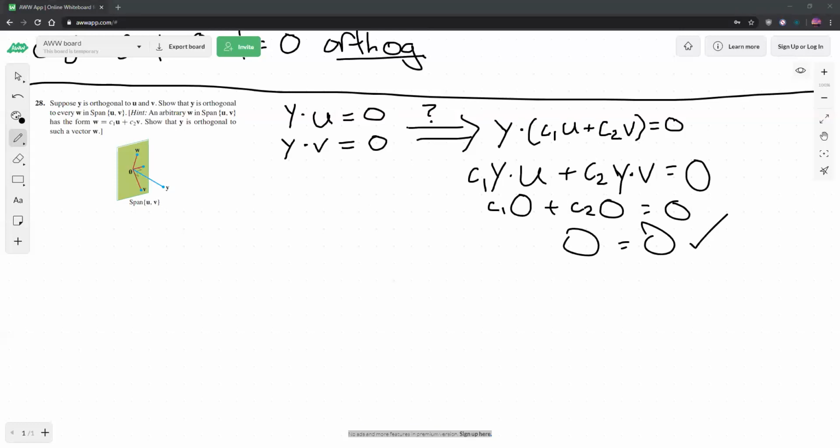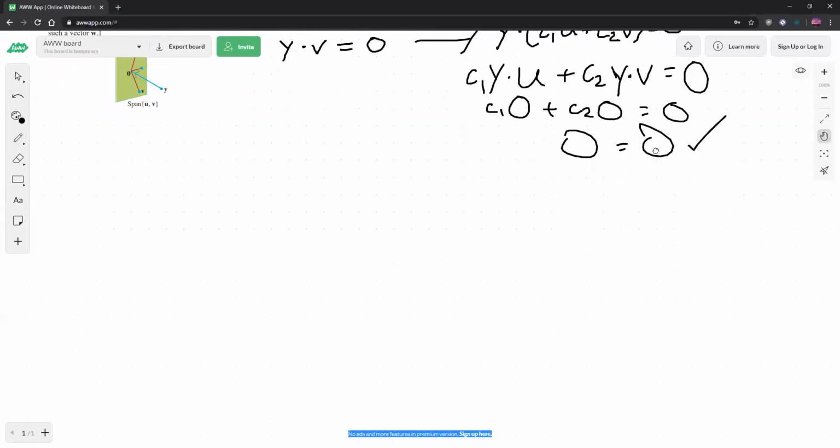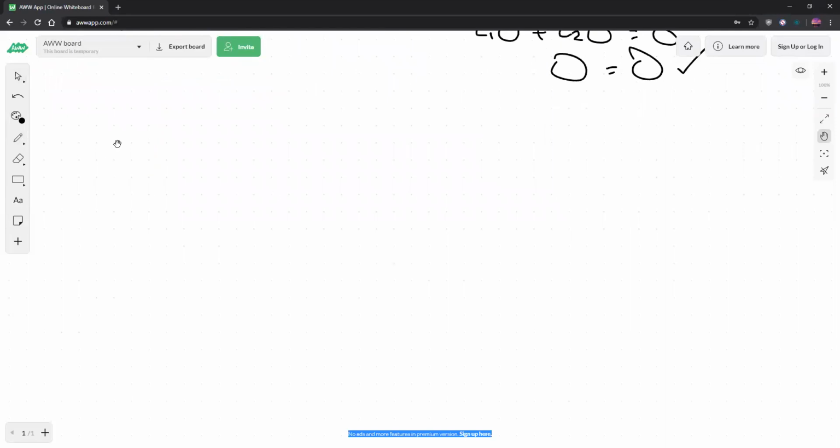All right, the last one is also out of the book here. It is another sort of proof style question, and this one uses an interesting theorem that's given to us in the book. Suppose W is a subspace of Rn spanned by n non-zero orthogonal vectors. Why does W equal Rn?